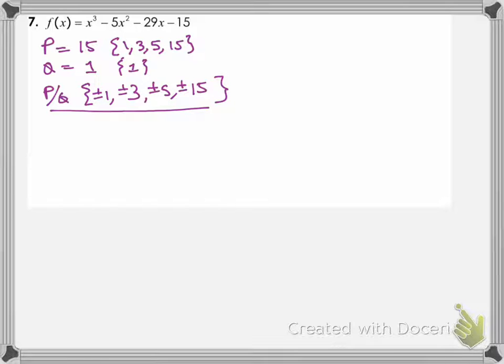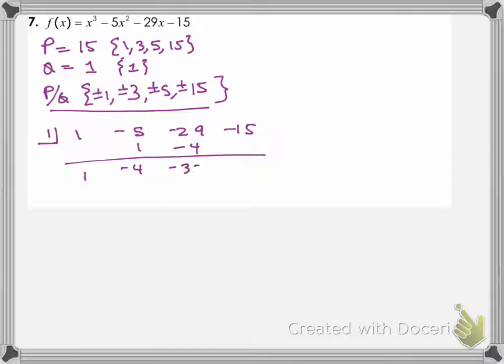So those are our choices to try. I always say try 1 and negative 1 first. So 1 gives me 1, negative 5, negative 29, negative 15. 1 times 1 is 1, so put a 1 there. That would be minus 4, so minus 4 would be negative 33. So 1 doesn't work.